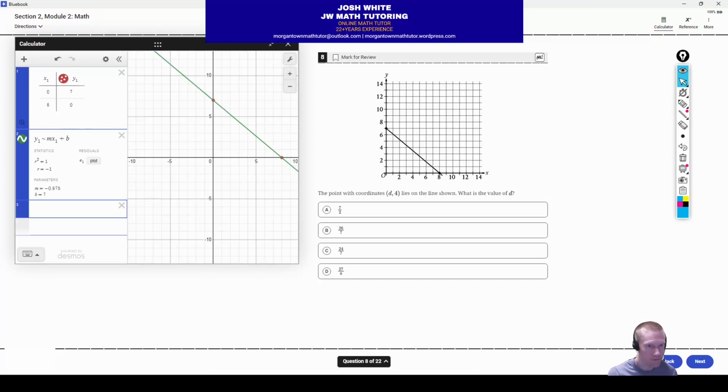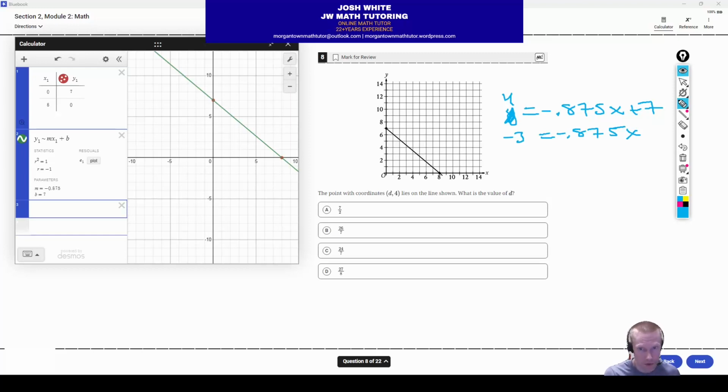So what I'm going to do, basically, really what you're doing is we have this equation, y equals negative 0.875x plus 7. And what I'm doing is setting this y equal to 4 and then solving this for x. So you would subtract 7 from it and get negative 3, and then you would divide that by negative 0.875, whatever that works out to.